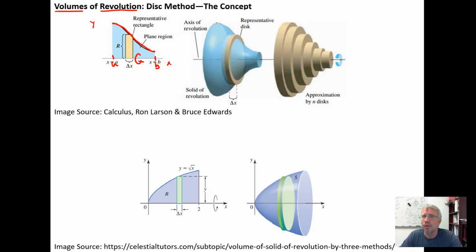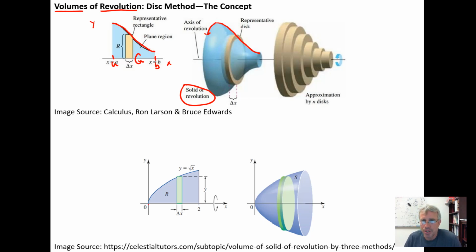And if we do that, what we wind up with is a solid swept out by revolving that curve. We revolve the curve around the axis, and it generates what we call a solid of revolution. And what we want to do is find the volume of that solid using tools from calculus.